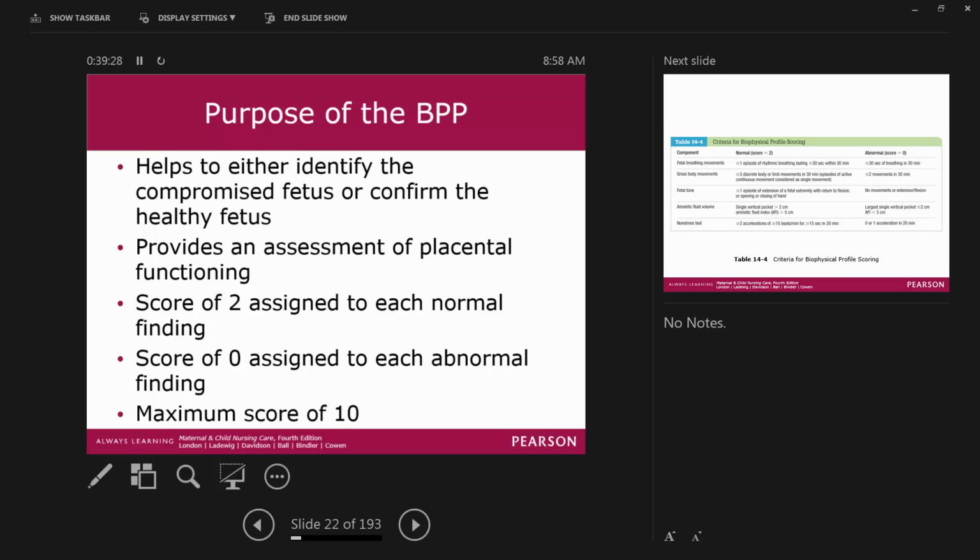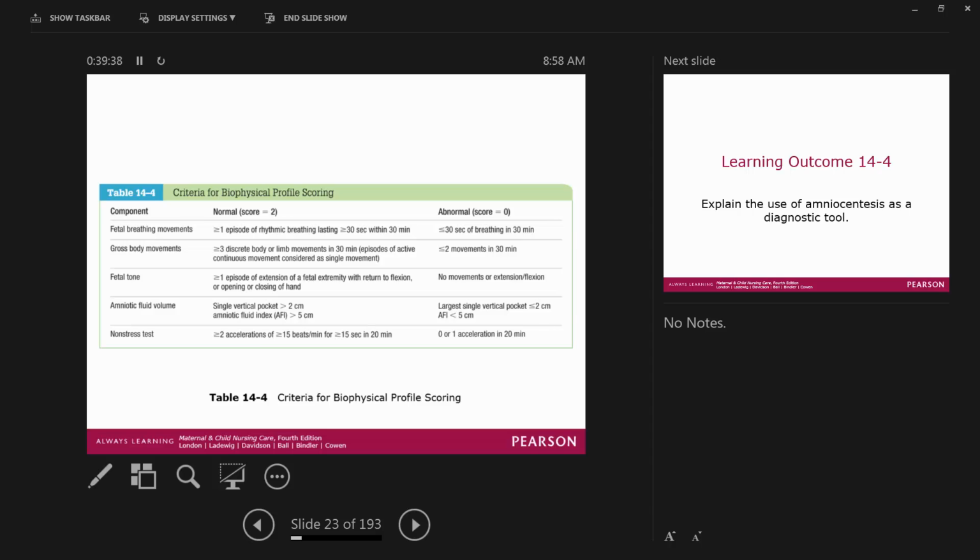Okay, so we get a score of 2 if they pass, a score of 0 if they don't pass, maximum score of 10. And here specifically is what they're looking for. I don't need you to know the specifics about what they're looking for on the ultrasound. I just want you to know they get 2 points for each one of these.